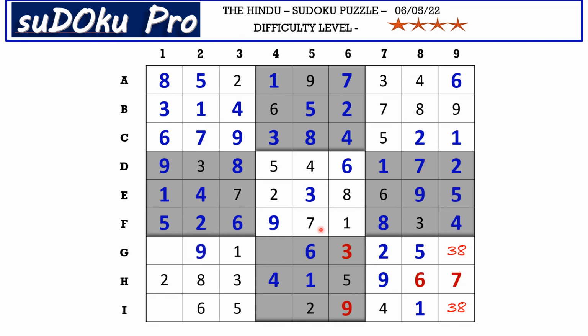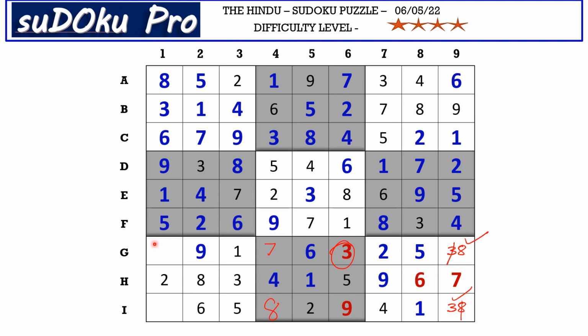Now this 3 here cancels out the 3 in G9. So G9 is now 8 and I9 is 3. Now in column 4 there are 2 empty cells and the missing numbers are 7 and 8. There is an 8 here in G row blocking here. So G4 takes 7 and I4 takes 8.